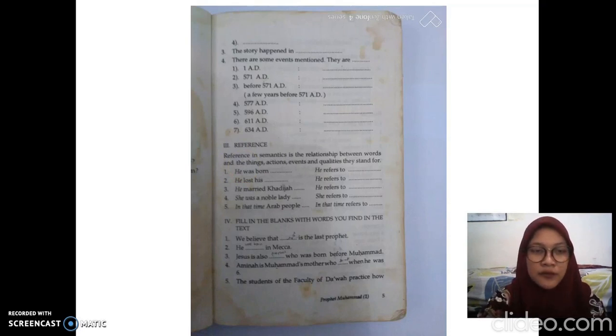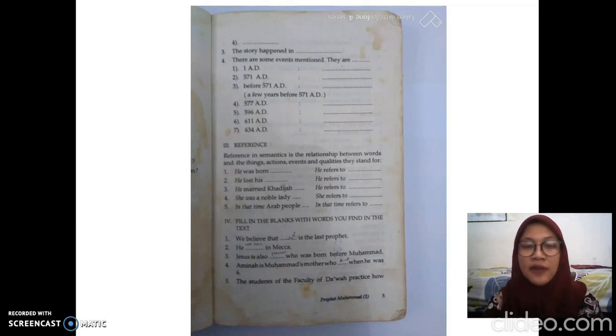And in the fourth exercise, fill in the blanks with the words you find in the text. We believe that blank is the last prophet. If we read the text well, we can directly understand that the first question is talking about Muhammad as the last prophet.